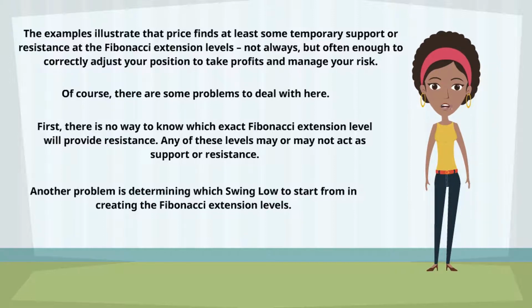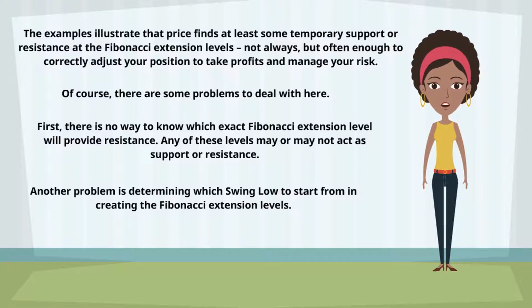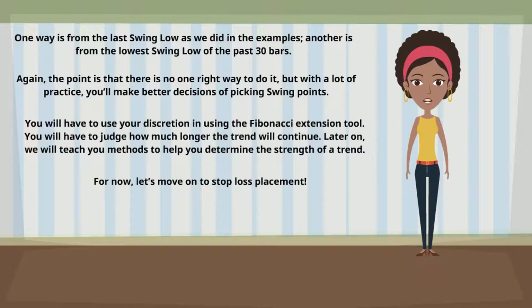Of course, there are some problems to deal with here. First, there is no way to know which exact Fibonacci extension level will provide resistance. Any of these levels may or may not act as support or resistance. Another problem is determining which swing low to start from in creating the Fibonacci extension levels. One way is from the last swing low as we did in the examples, another is from the lowest swing low of the past 30 bars.